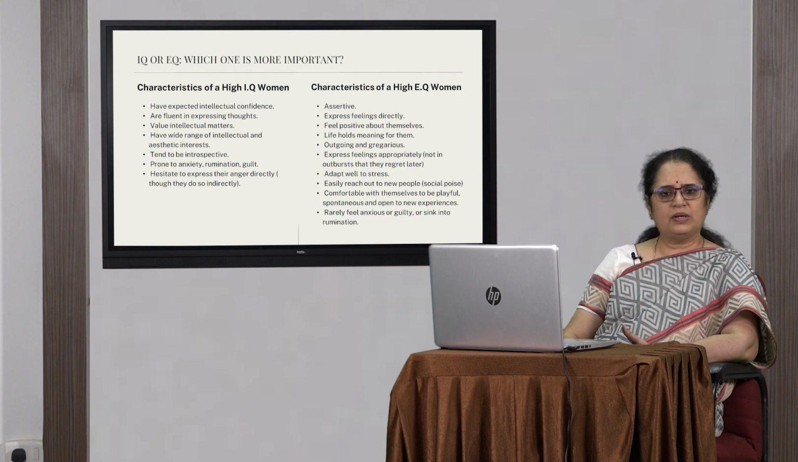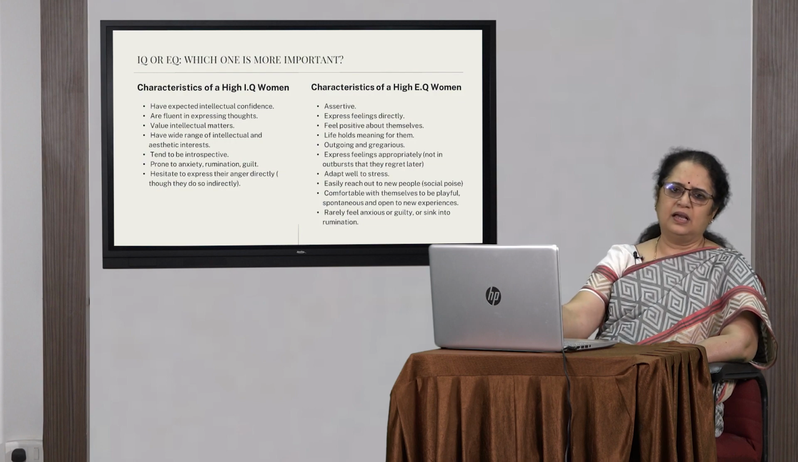And then they adapt well to stress. They know how to handle stress better than the other people we are discussing. They easily reach out to new people. They are very good socially, and they are comfortable with themselves. They are open to new experiences, adventure sports kind of things, and they do not usually feel anxious or guilty, and they do not end up in rumination like the IQ people.